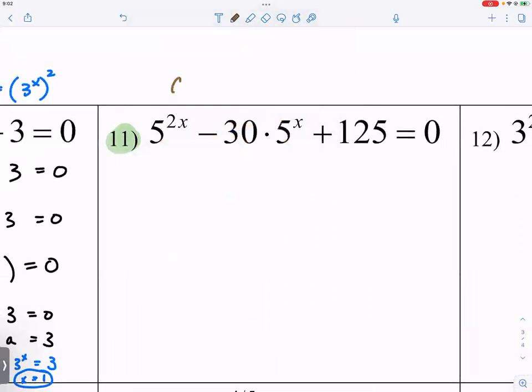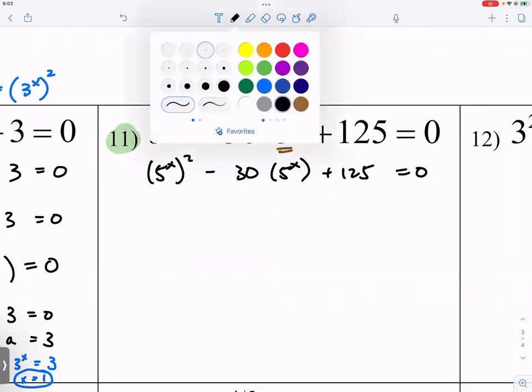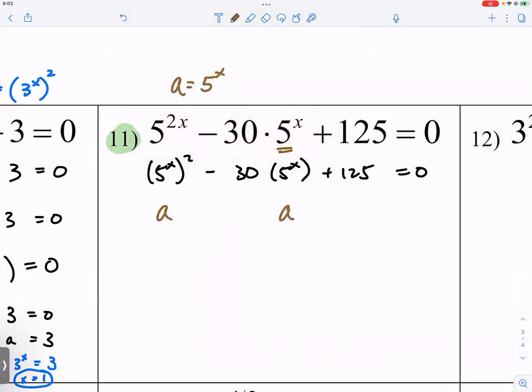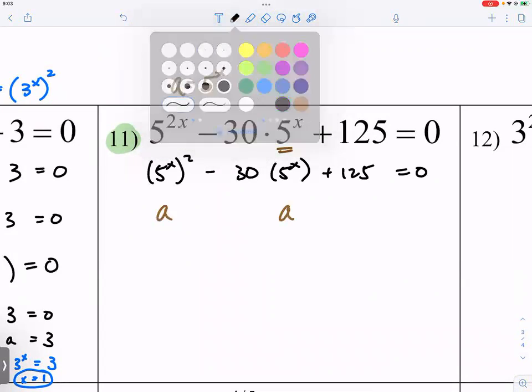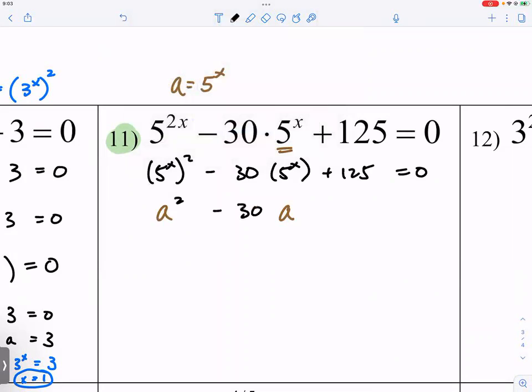In this case, a dummy variable would be 5 to the x. So this one is actually a very helpful hint. So you have 5 to the x, and then square, minus 30 times 5 to the x power plus 125 equals 0. So you replace the 5 to the x with the a. So a squared minus 30a plus 125.